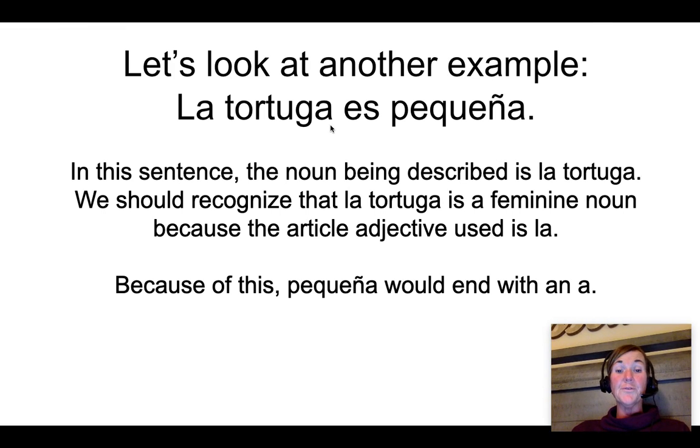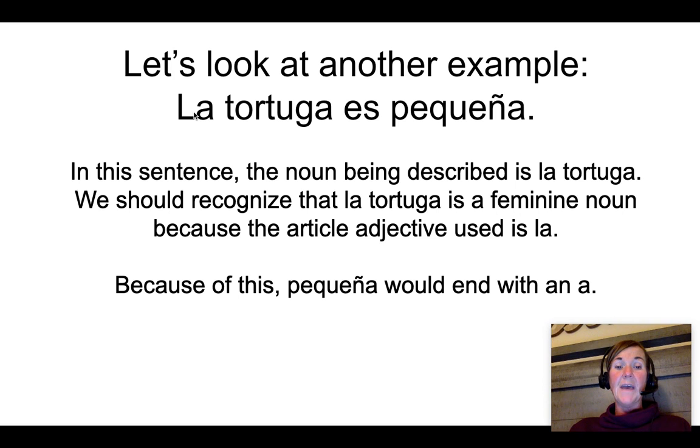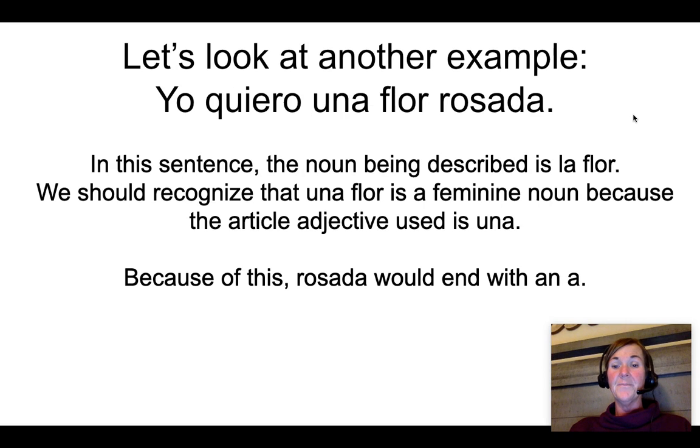La tortuga es pequeña. Again, in this sentence, we're going to figure out the noun being described. Tortuga is being described, specifically la tortuga, the turtle. And so we should recognize that tortuga is a feminine noun because it has the article adjective la. So that means that although we were thinking the adjective pequeño, we're going to change that O to an A to make it pequeña because it's describing the feminine noun la tortuga.